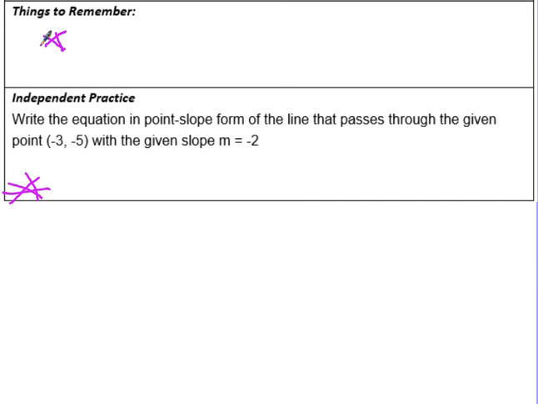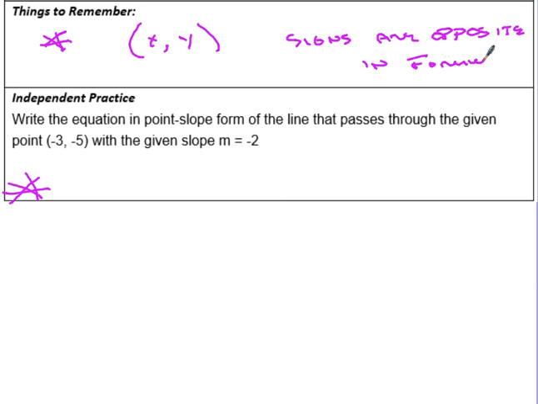So under your things to remember for point slope formula, the ordered pair goes xy, but the signs are opposite in the formula. Okay, guys, try both those problems for independent practice.